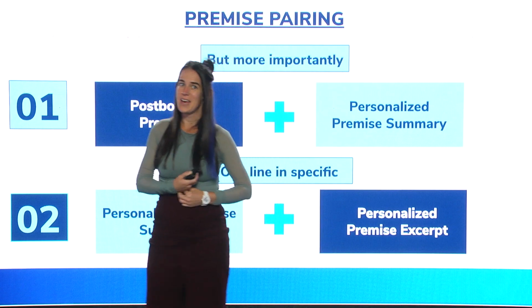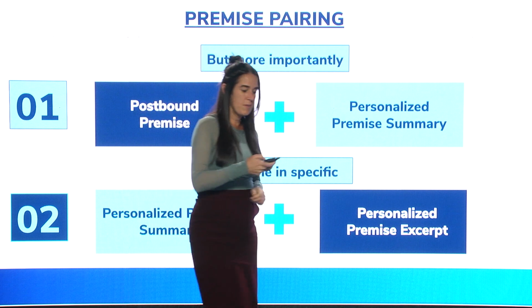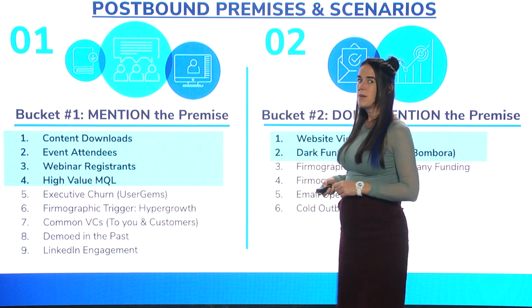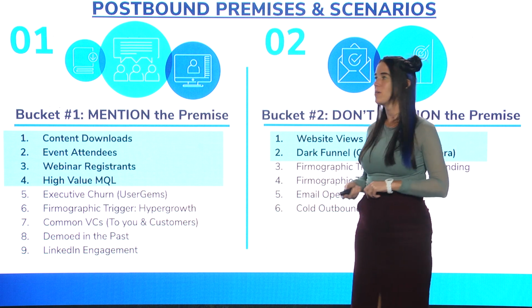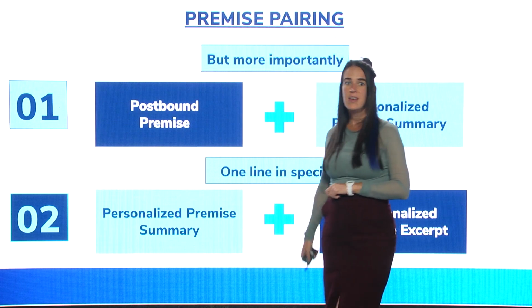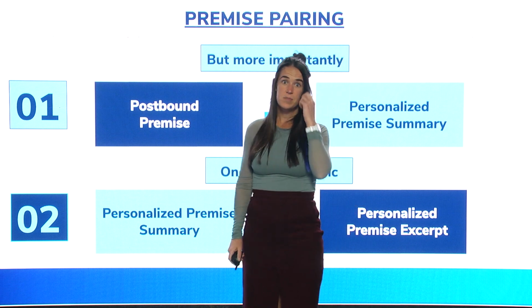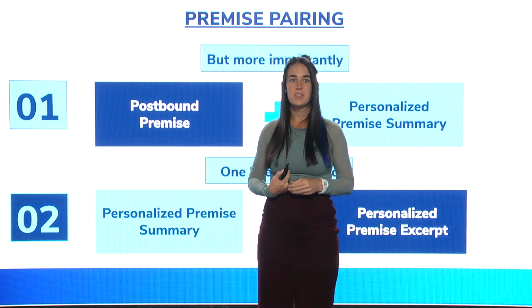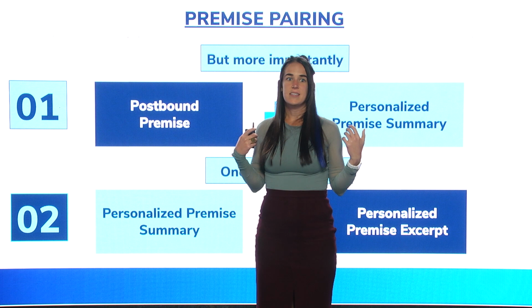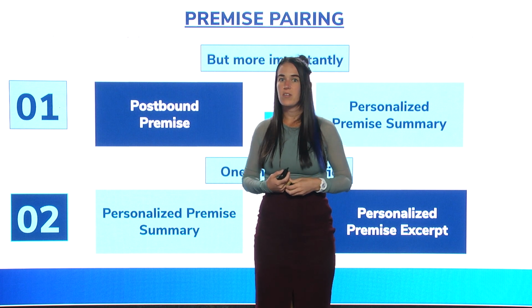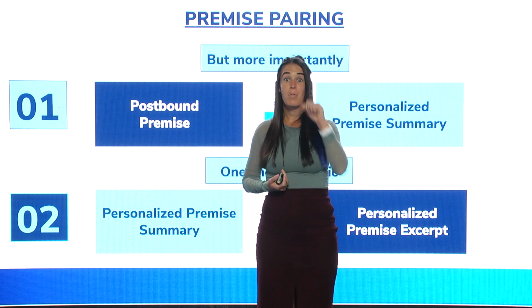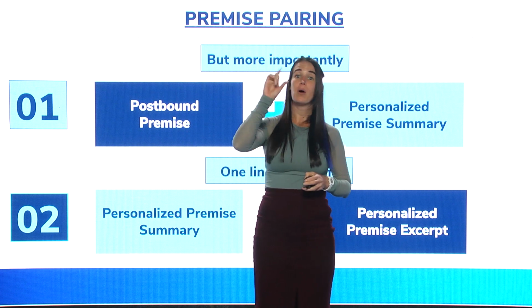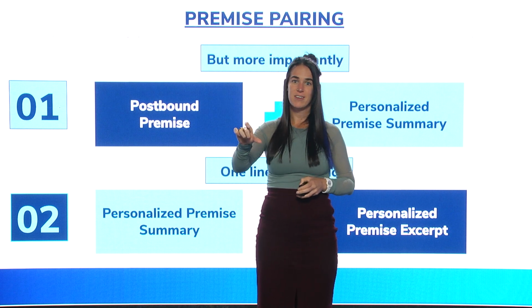So how do you pair them together? With bucket number 1, let's go back to this. Bucket number 1, if you have a premise, content downloads, event attendee, webinar registrants, and you're going to mention it, then bucket number 1 is for you. So I should say, hey, Scott, the reason for my outreach is I noticed that you downloaded this content on selling effectively to the C-suite, but more importantly, and you want to do a personalized premise summary.